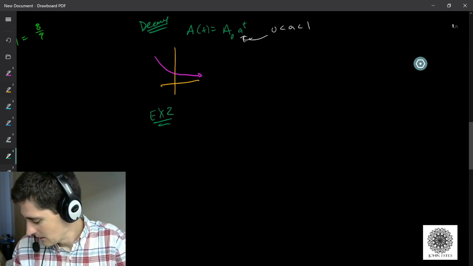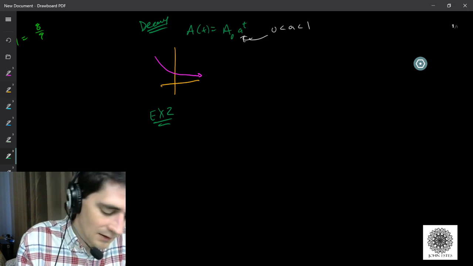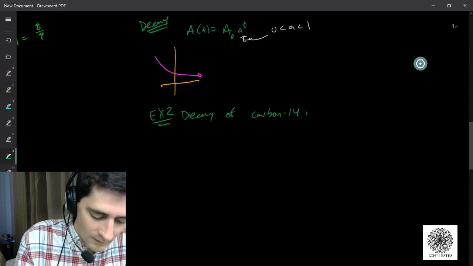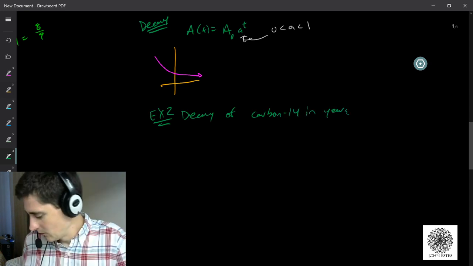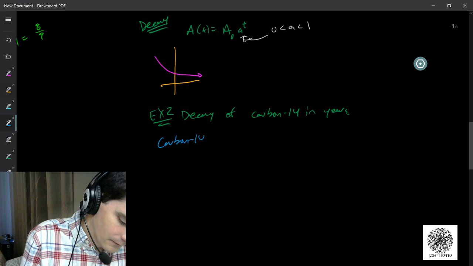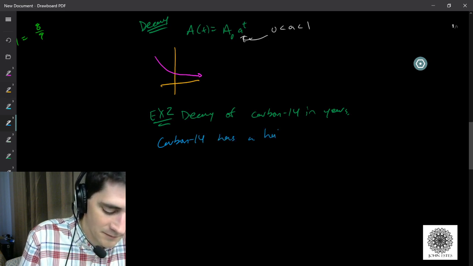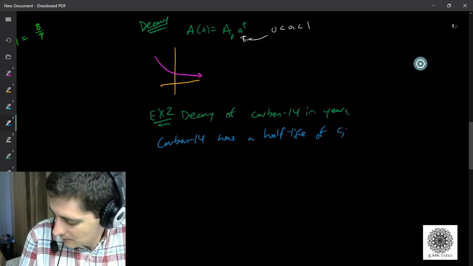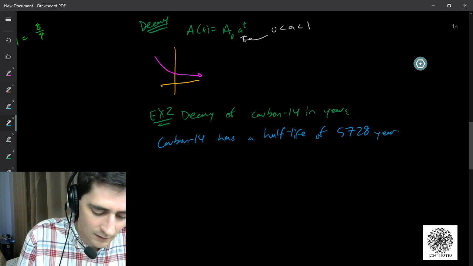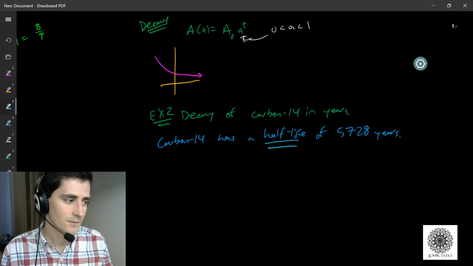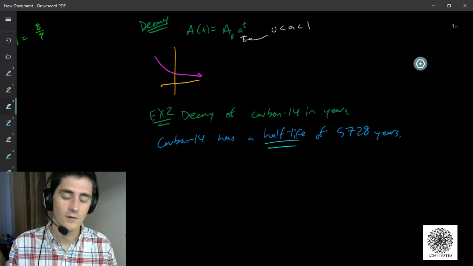All right, so here we want to look at the decay of carbon-14 in years. All right, now what we know here is that carbon-14 has what we call a half-life of 5,728 years. Now, what on earth does that mean, a half-life? The half-life is the amount of time it takes for an amount of carbon-14, or amount of anything, to decay to half of what it was.